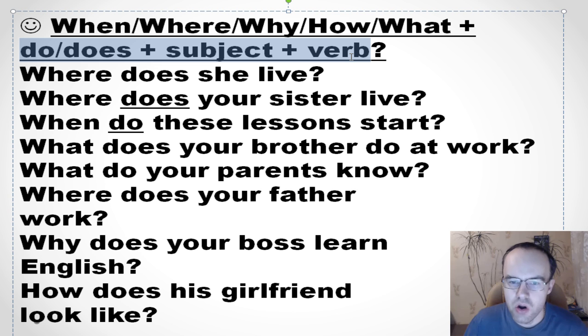For example, where does she live? So we have does because of she. Where does she live? Where does your sister live? Your sister means she. That's why we use does. Where does your sister live? When do these lessons start? These lessons, yeah, it means they, so we have do. When do these lessons start? When do they start? What does your brother do at work? Your brother means he. So we say, what does your brother do at work?